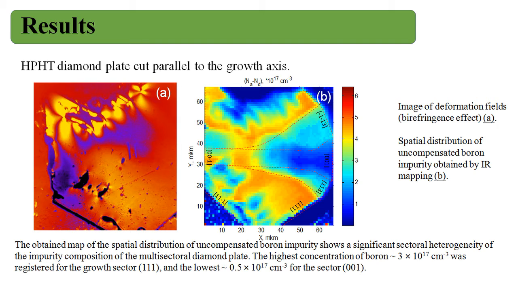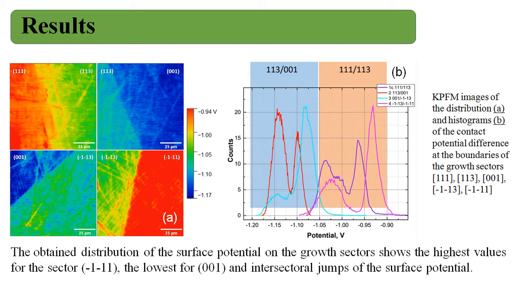The highest concentration of boron, 3 to 10 times 10^17 cm^-3, was registered for the growth sector 111, and the lowest, 0.5 times 10^17 cm^-3, for the sector 001. The obtained distribution of the surface potential on the growth sectors shows the highest values for the sector -1-1-1, the lowest for 001, and intersectoral jumps of the surface potential.